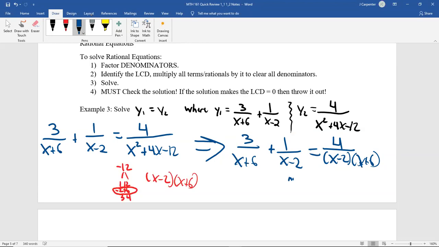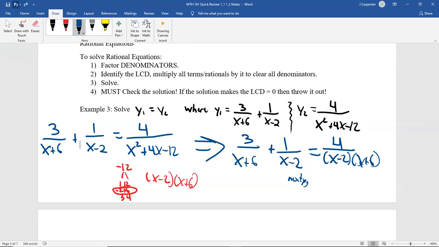All right, so next page. Identify the LCD, multiply all terms by it to clear your denominators. So we have denominators of x plus 6, x minus 2, and x plus 6 times x minus 2. And an LCD for these works the same way as numbers, believe it or not.